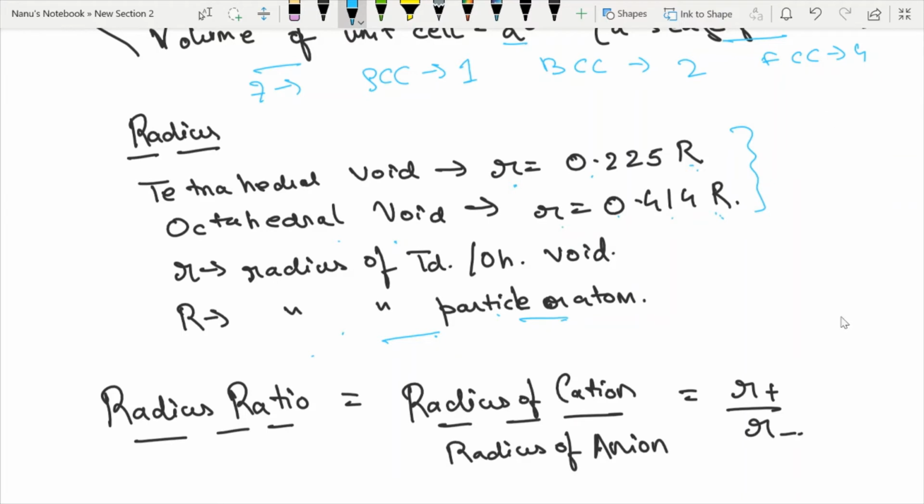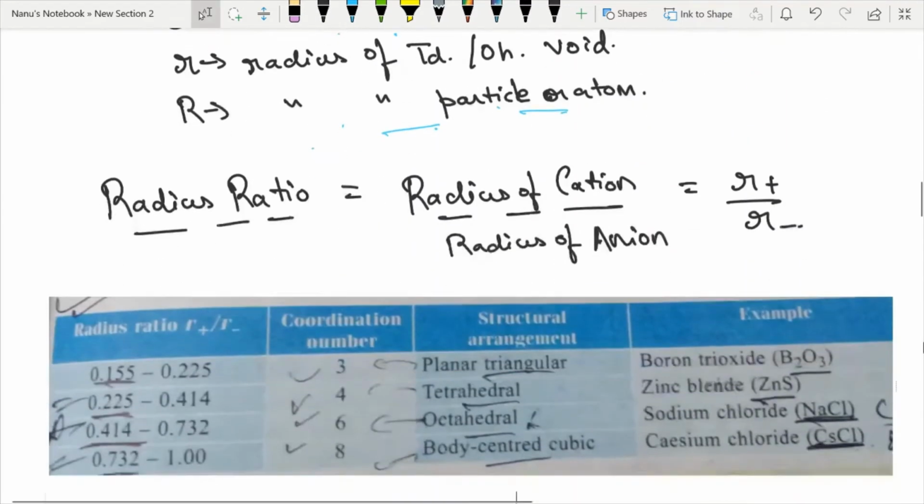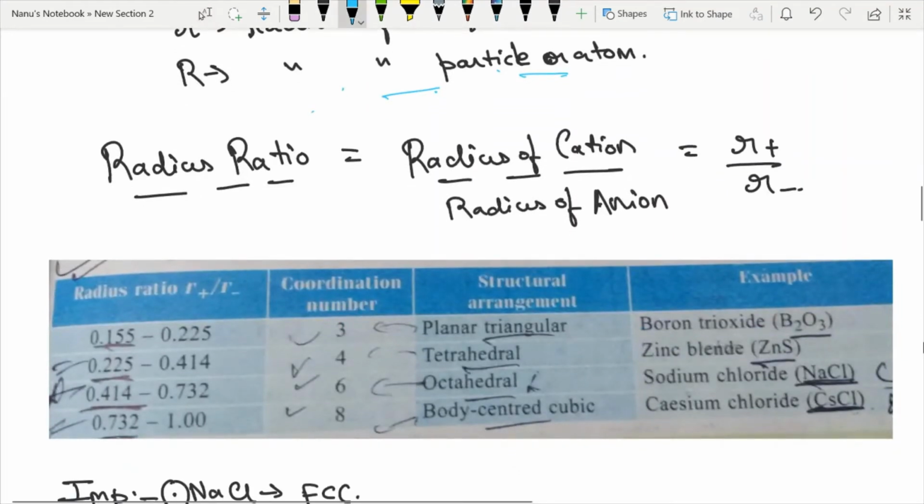Okay, so the formulas for this you just know it, because in the last moment there might be a question of 1 mark from it. And radius ratio is important. It is the radius of cation by radius of anion, R plus by R minus, and this table is important. Sometimes they ask, and examples, everything about this table is actually important.